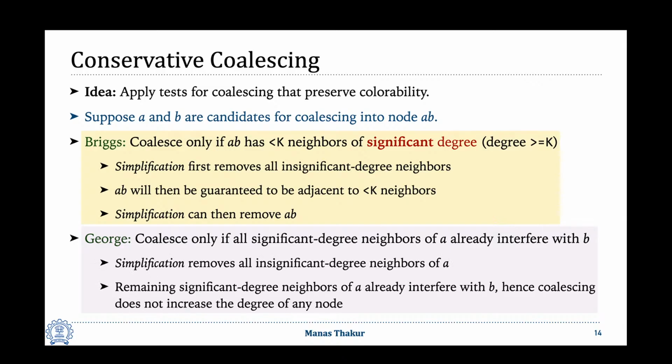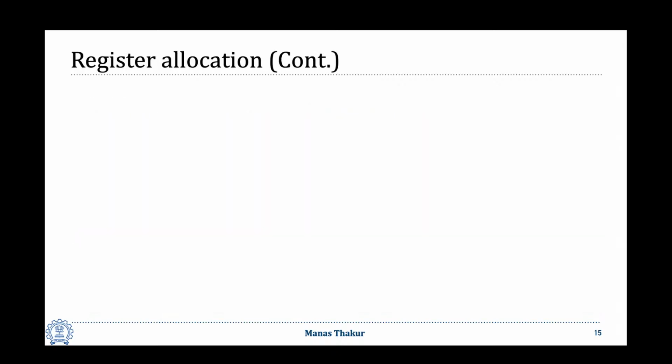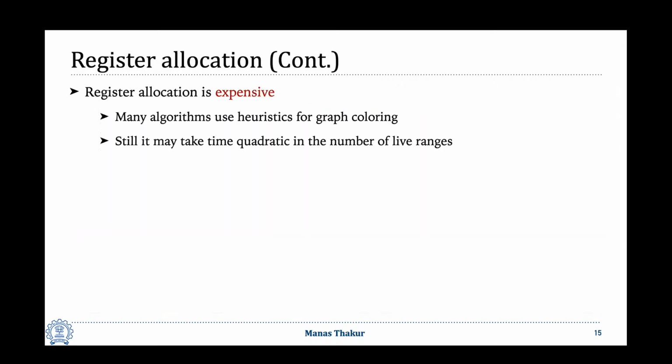So these are two heuristics, if we may use that word, proposed by people, and most compilers that perform register allocation, if they use coalescing, they'll use one of these heuristics and try to decide which one is better. Okay, so let's stop here by saying that register allocation is quite expensive. See, coloring a graph, even though this was a 4-node graph, coloring a graph is not easy.